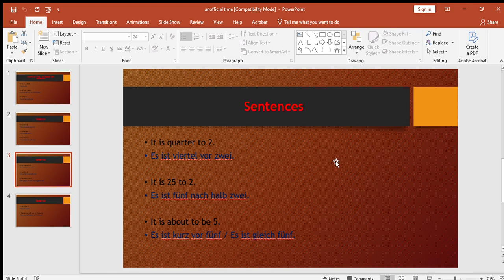It is quarter to 2. Es ist Viertel vor 2. It is 25 to 2. Es ist 5 nach halb 2.